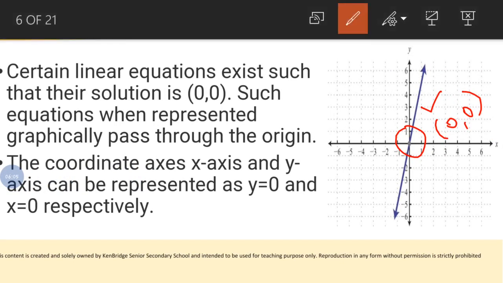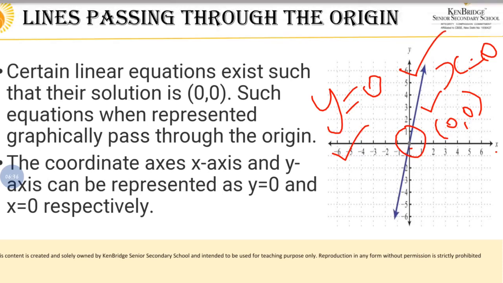the coordinate axes, x-axis and y-axis, can be represented as y is equal to 0 and x is equal to 0. This x-axis is represented as y is equal to 0 because here you will have a point 0 on y. Y alone will be the 0 value, right, for this x-axis. And the y-axis will be represented as x equal to 0. Oppositely, the x-axis will be represented as y is equal to 0 and the y-axis will be represented as x is equal to 0. Okay. So let's move on to the next one.